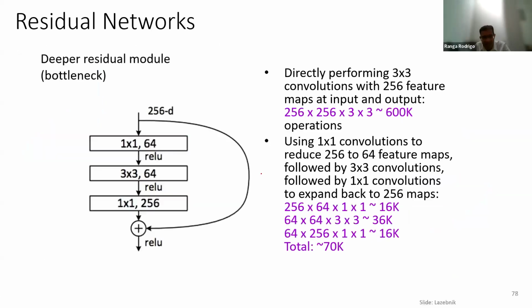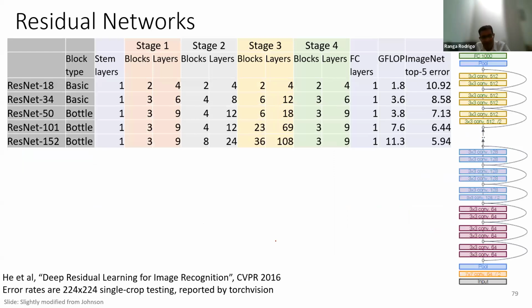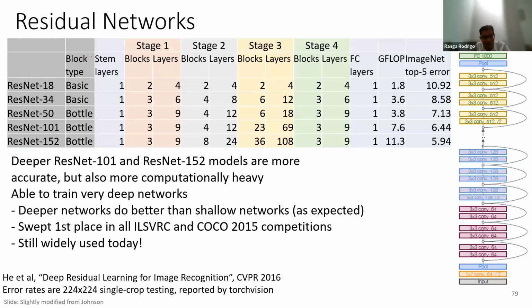With this, there is some calculation also. You can see when you use the bottleneck residual block, I will not calculate and show, you can reduce the number of computations from 600,000 to 70,000. So you can see how good these people are to come up with these ideas. Then with that, they were able to come up with ResNet 50 and so on. There are ResNet 50, ResNet 101, ResNet 152, and so on. They use bottleneck layers with ResNet 50 onwards.